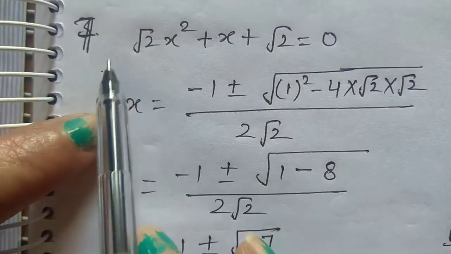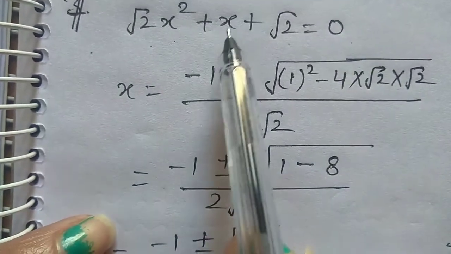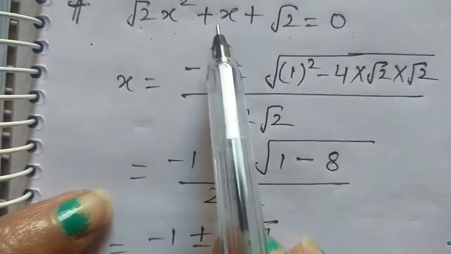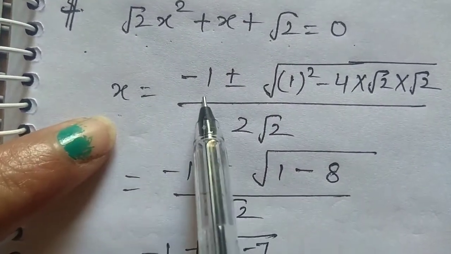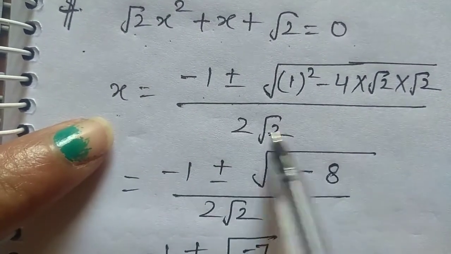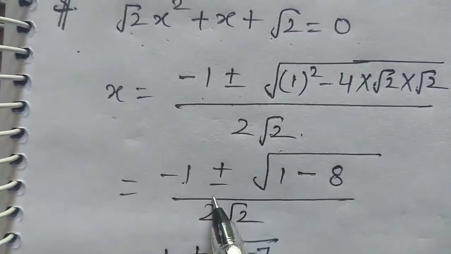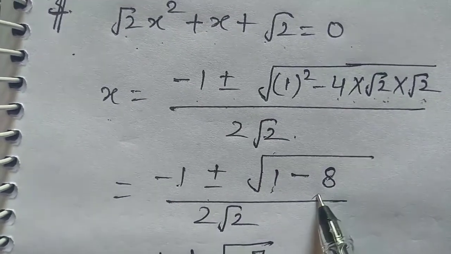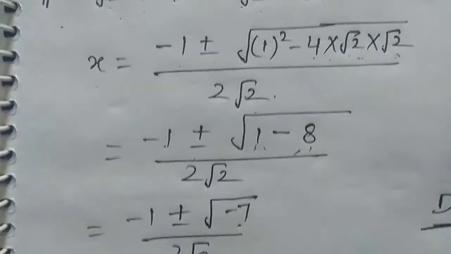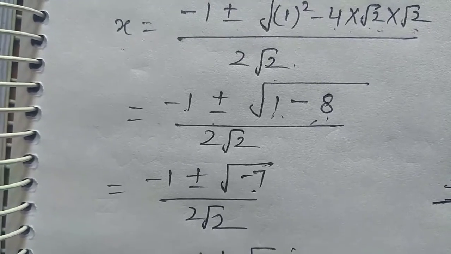Now question number 7. You will do the third, fourth, fifth questions yourself. Now question number 7, root 2 x square plus x plus root 2 is equal to 0. What is a here? Root 2. What is b? 1. What is c? Root 2. Then what is the quadratic formula? x is equal to minus b plus minus root of b square minus 4ac upon 2a. We will put the values of a, b, c in this. Then we will get minus 1 plus minus root of 1 square, which is 1, minus 4 into root 2 into root 2, which is 2, 4 twos are 8. 1 minus 8 is minus 7. So minus 1 plus minus root 7 iota upon 2 root 2. These are the values of x.